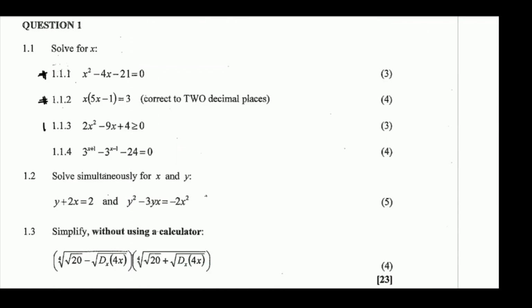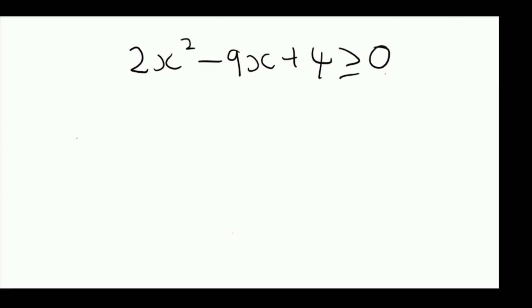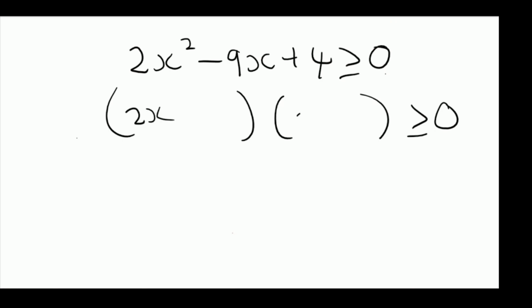Now we're going to solve 1.1.3. Okay, so we have 2x squared minus 9x plus 4 is greater than or equal to 0. So the first thing we're going to do is factorize. The factors of 2x squared, we have 2x and x. Factors of 4 such that when you add and subtract, they give you the middle term. So it's going to be 4 and 1 here. So it's negative and negative.